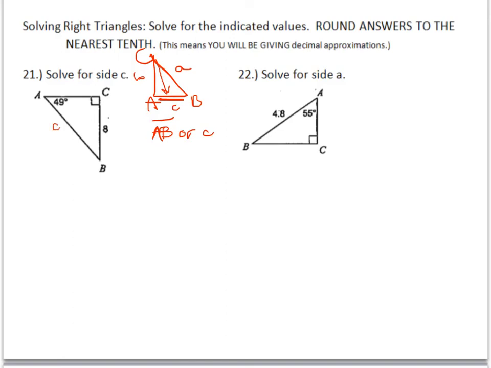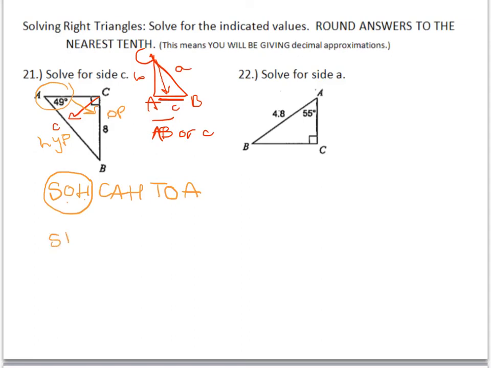So on our picture, the side we're looking for is this one. Given our reference angle, always use what's given right there. Reference angle, we have an 8, well that's opposite. This one is going to be hypotenuse. So SOHCAHTOA would then say, well, we have an opposite and we want a hypotenuse. Sine is the trig function that will do that for us. Trig function of the reference angle is equal to opposite, which is 8, over hypotenuse.